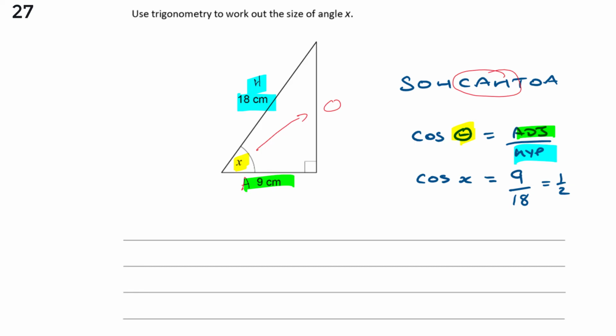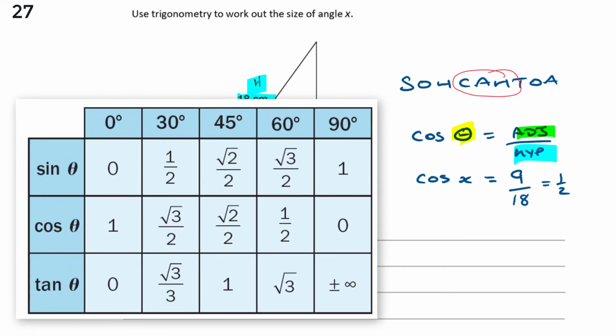Now, we don't have a calculator in this paper, but we should have a knowledge of certain angles, our exact trigonometric ratios that we need to learn. I'll just pull up the table of all the values here, and you should see that the angle that has a cosine of a half is cos 60, isn't it? It's 60 degrees. Okay, so that tells me then that x equals 60 degrees.